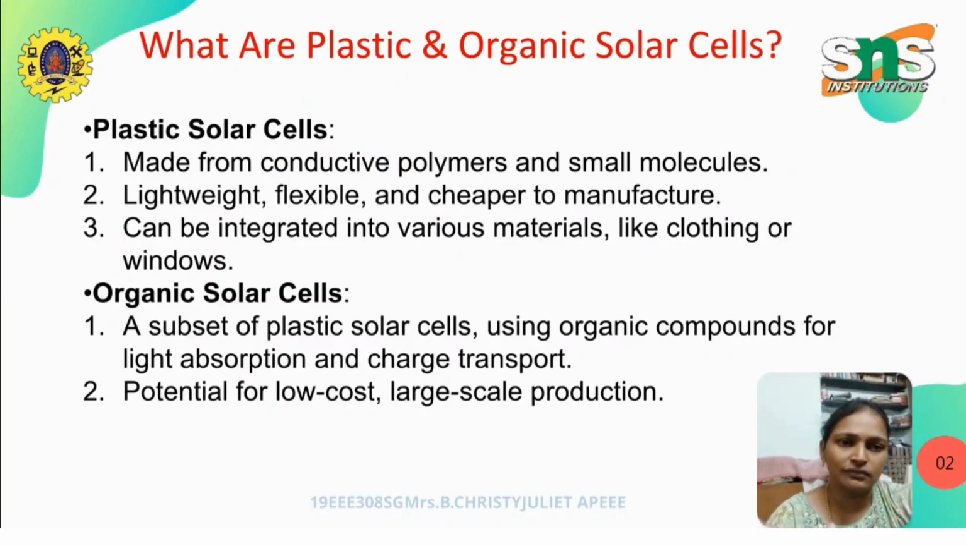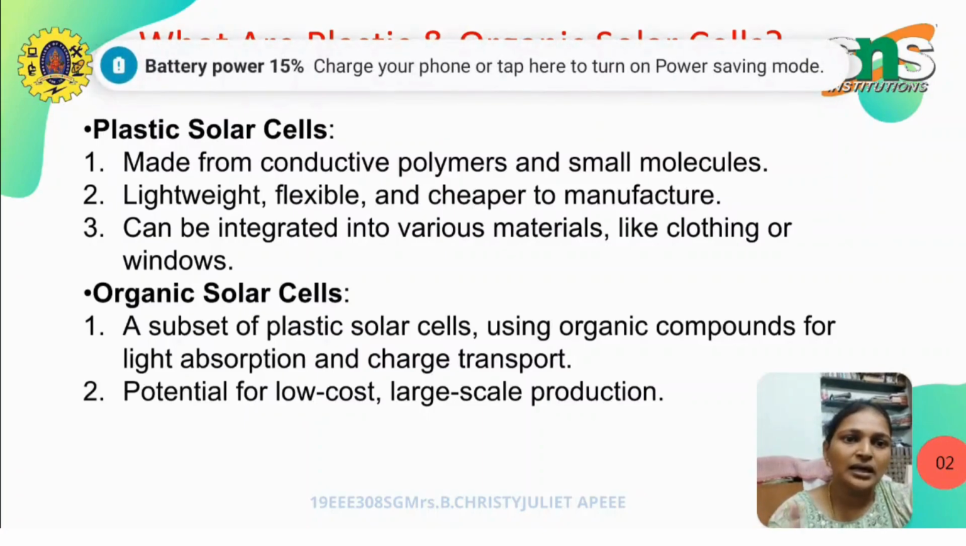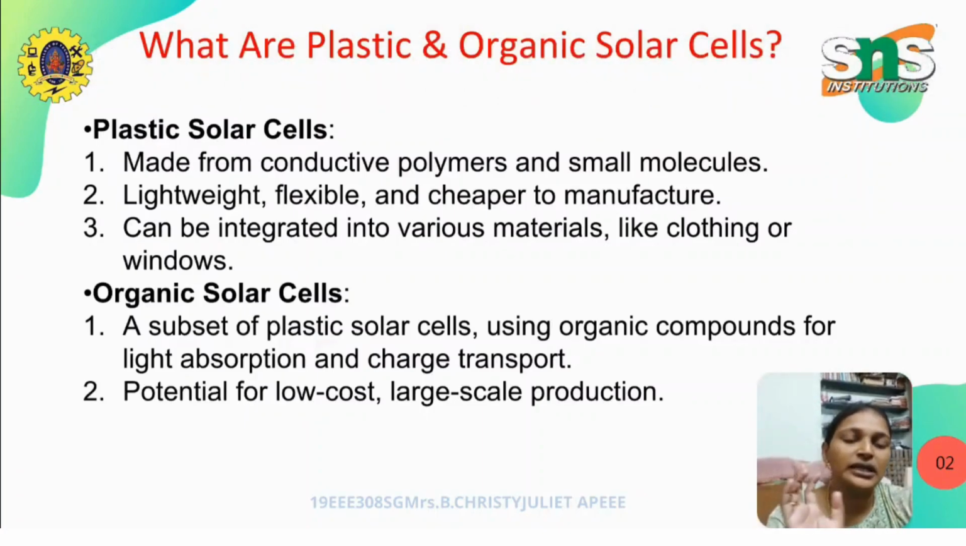We know that conventional solar cells can be used on rooftops or on flat surfaces, planes and so on, but these plastic solar cells are highly flexible, so they can easily be fitted even to clothing and even to windows. Wherever there is a possibility of converting sunlight into electricity, there we can use plastic solar cells.